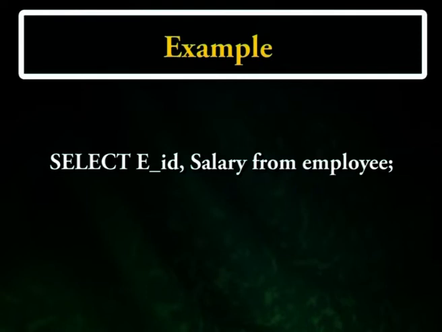Now, look at this example: select EID, salary from employee. Here we have mentioned attribute names, that is employee ID and salary, specifying that we are selecting only these two columns of the table employee. So, this statement will retrieve only two columns named EID and salary, but with all their rows from the table employee.